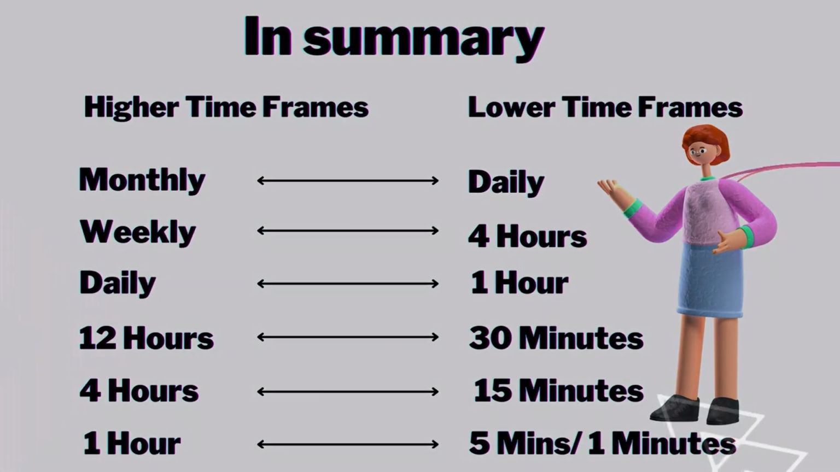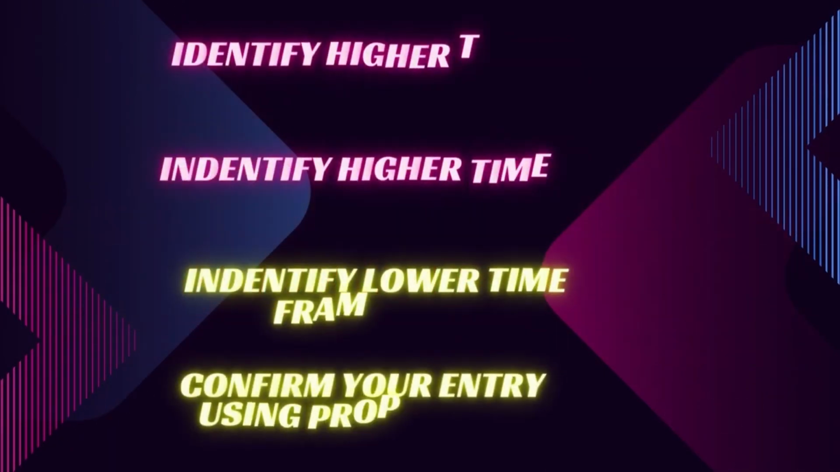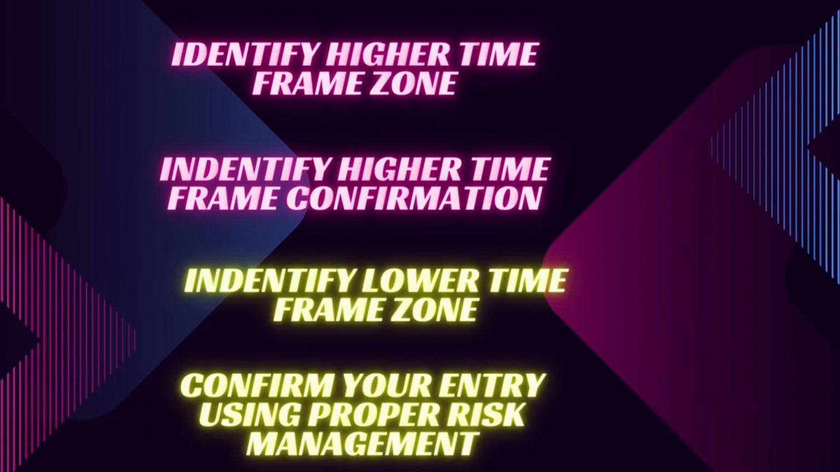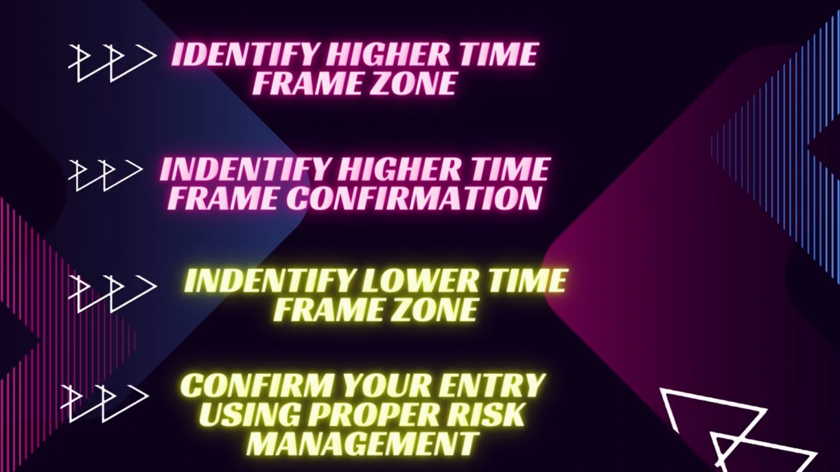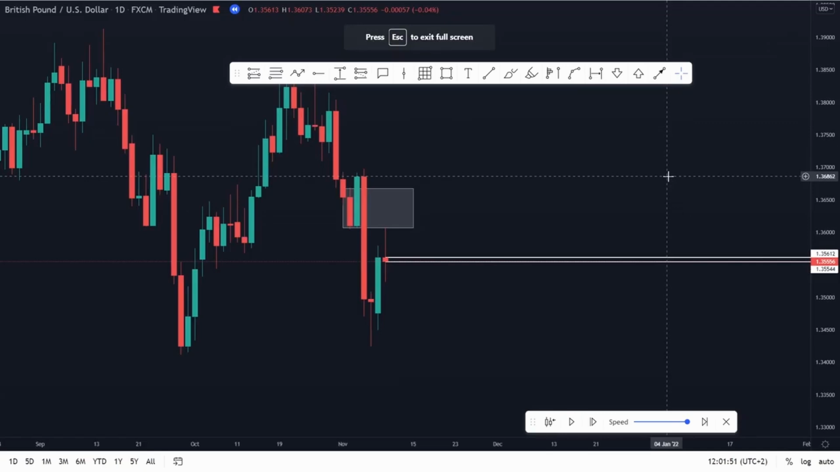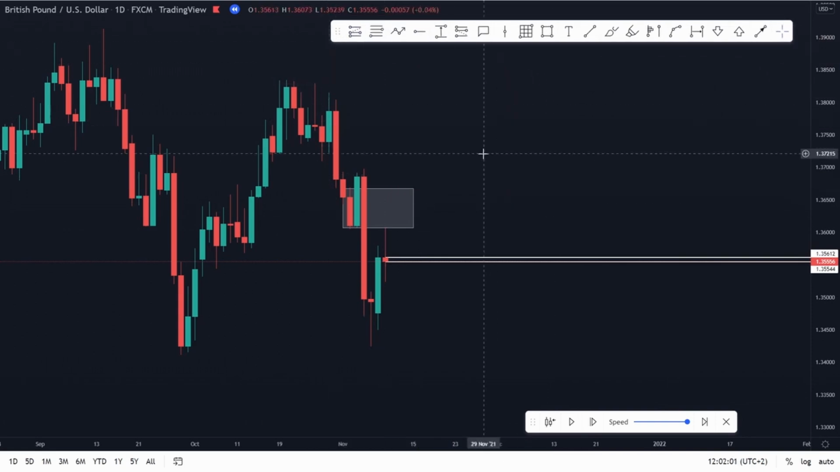Let's begin. This is the last section of the video, how to make a trading plan. On the higher time frame, we identify the zone, followed by higher time frame confirmation, and then followed by a lower time frame zone, and then lastly we enter using the lower time frame with proper risk management. Let's begin the last part of the video. Now from this example over here, now that we have a lot of things that we have studied throughout the video, let's move on to the more intensive stuff.